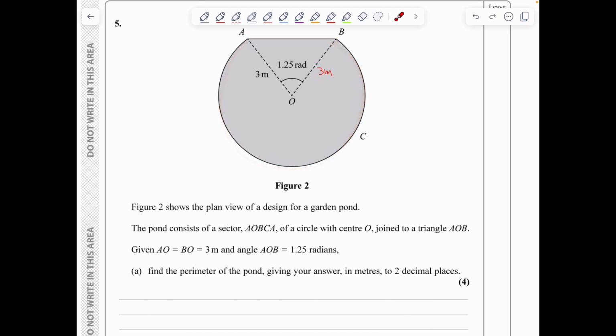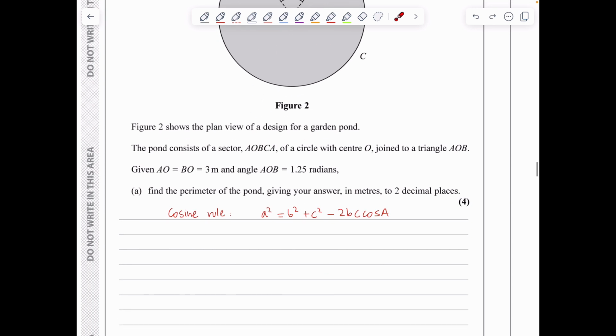So to find AB, I will use the cosine rule, which says that a squared is b squared plus c squared minus 2bc cos A. So in my case, the a is the AB. So AB squared is equal to 3 squared plus 3 squared minus 2 times 3 times 3 times cos of 1.25. Remember to set your calculator in radian mode, and therefore AB is simply the square root of this.